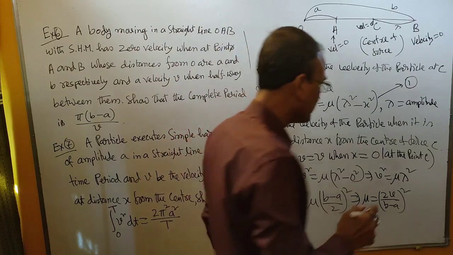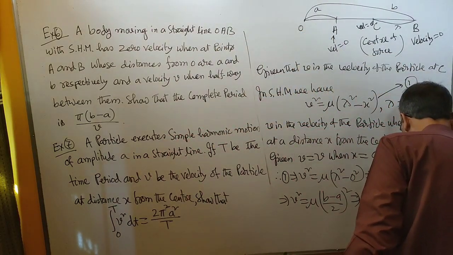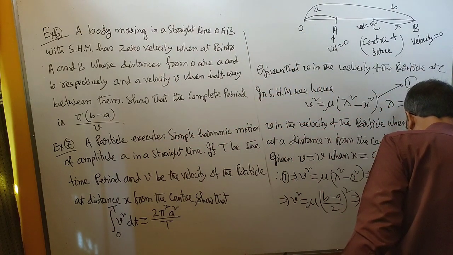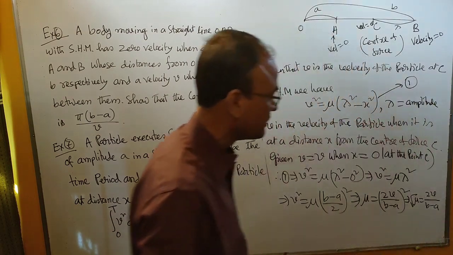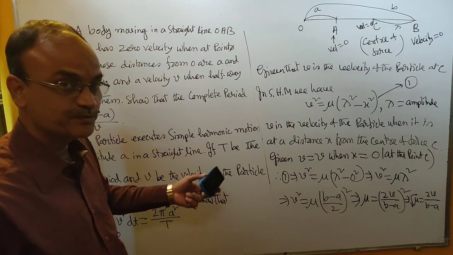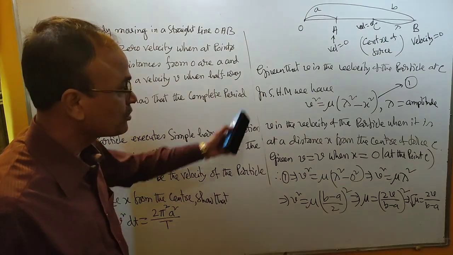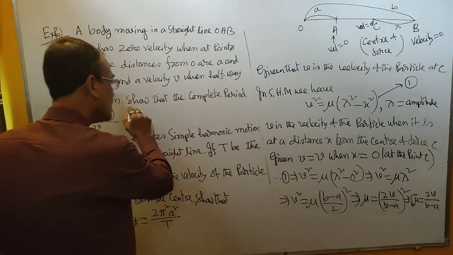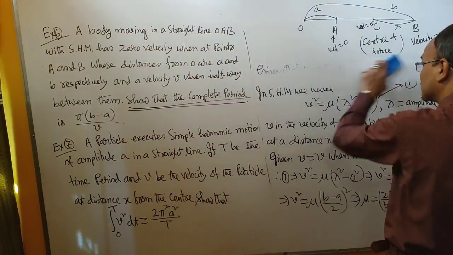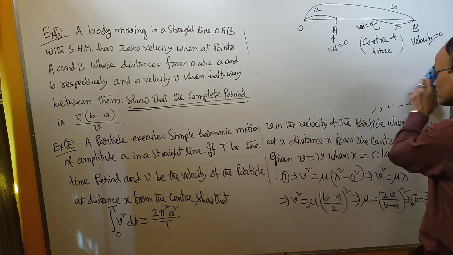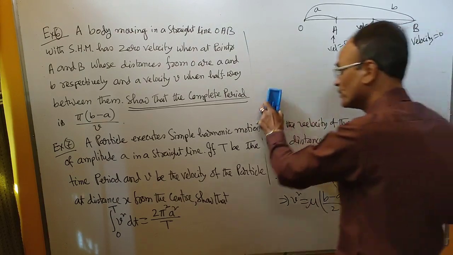Root mu equals twice V divided by B minus A. Therefore, you have to find the complete period. Therefore, the time period, the periodic time, is twice pi by root mu.